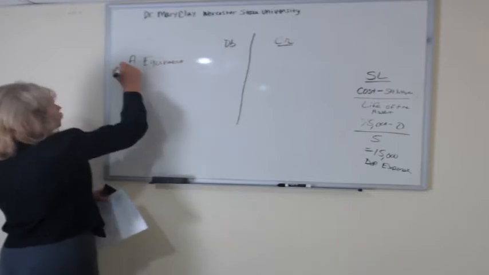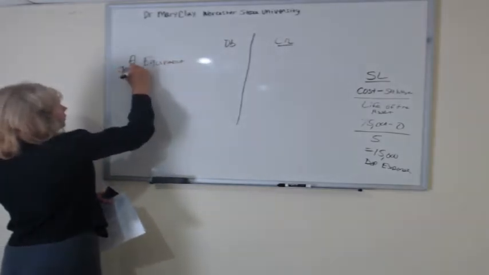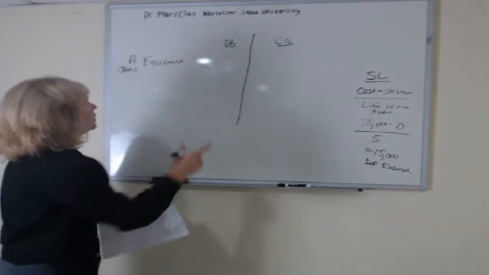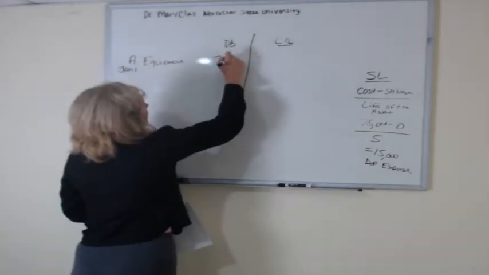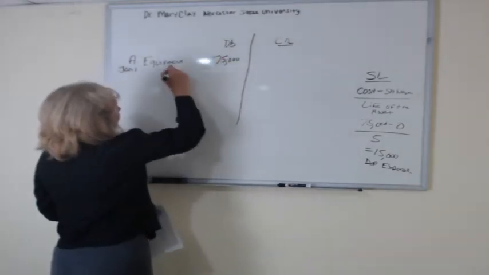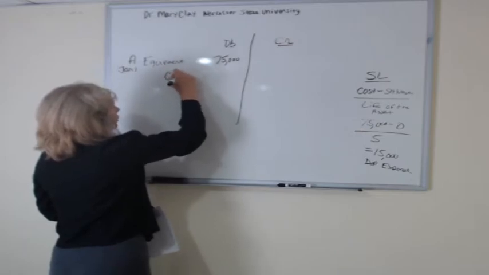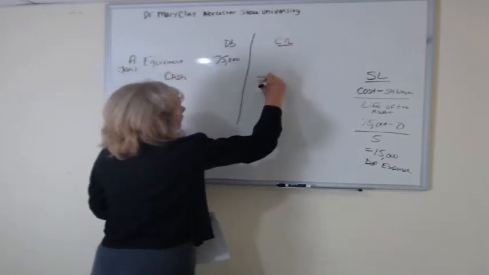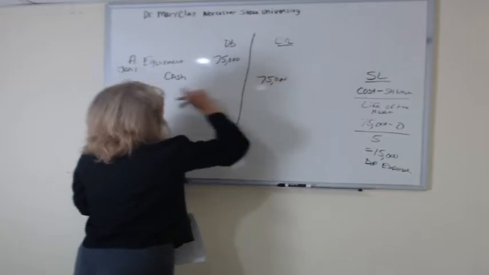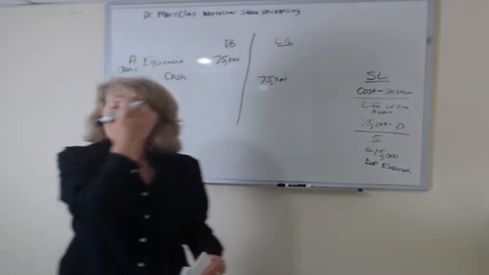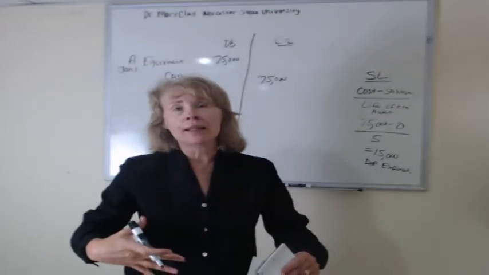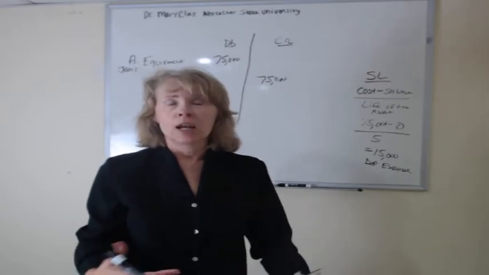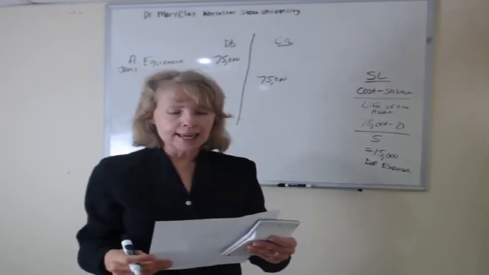And this would be on January 1st. Okay? 75,000. Then we credit cash, 75,000. Cash is going down. We've already paid for the equipment. The depreciation will happen a year later. We're going to do an adjusting entry.